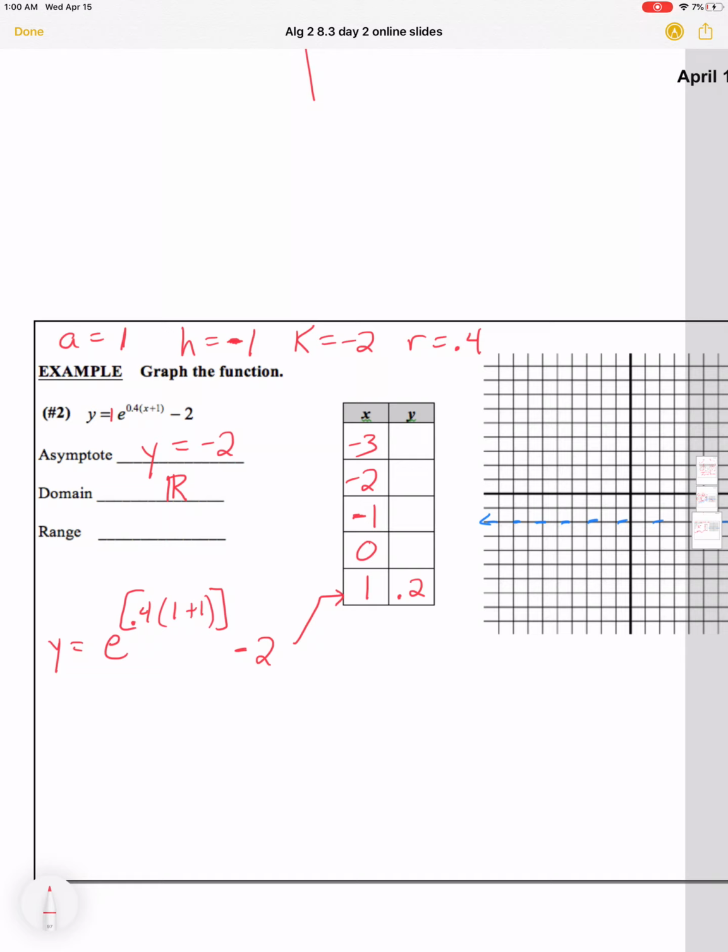Okay. When you put in 0, you should get -0.5. When you put in -1, you should get -1. When you put in -2, you should get -1.3.